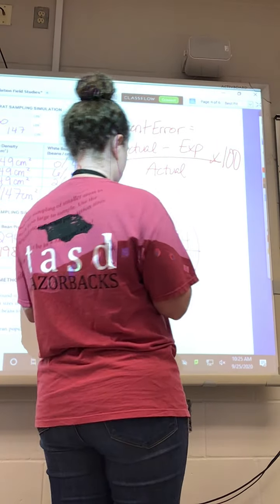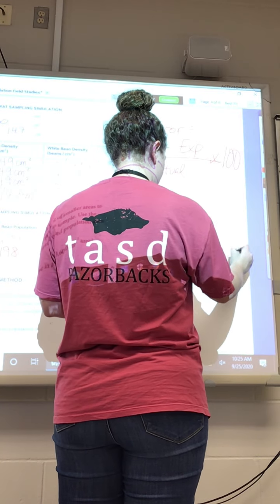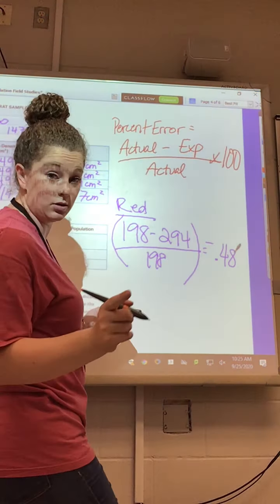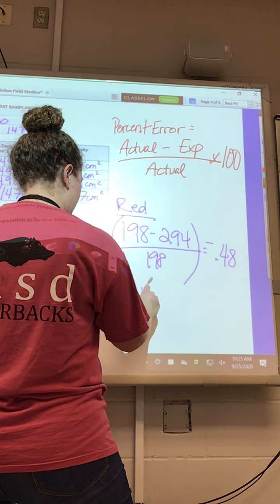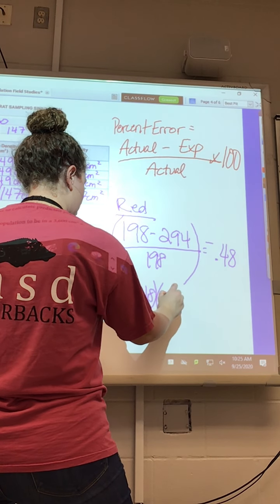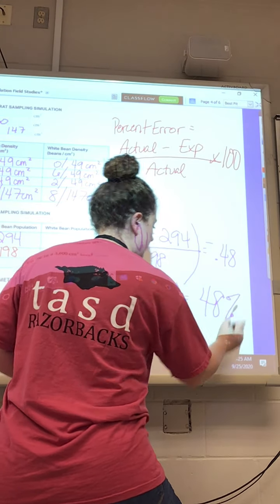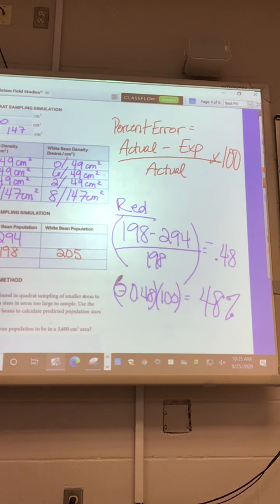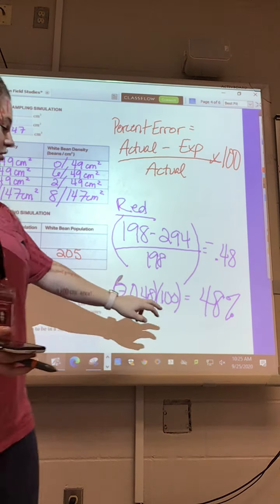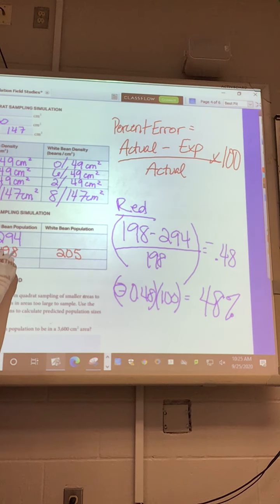198 minus 294 divided by 198. So I got a negative 0.48, okay, rounding to the hundredths place. And then I'm going to multiply negative 0.48 times 100 to equal 48%. Okay, that negative sign means that our number was 48% smaller than what we estimated it would be. So percent error is 48%.